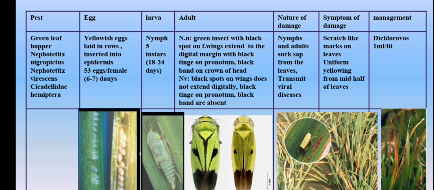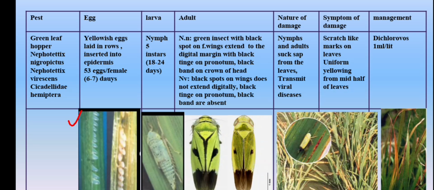You think so? This is the leaf and these are the eggs as you are seeing in the image. The eggs are inserted into the epidermis of the leaf. Epidermis is nothing but the topmost layer of the leaf. Why it is inserting, I have told you: if there is any high wind blow or any water flow, in order to safeguard the eggs, it is inserting into the epidermis. Generally the female will lay 53 eggs and the egg duration is 6 to 7 days.